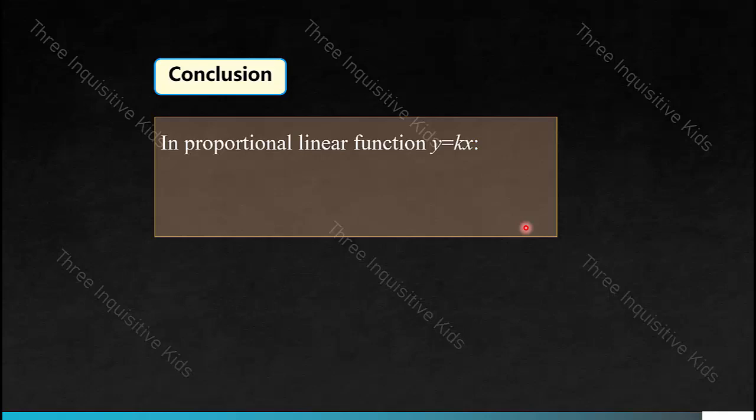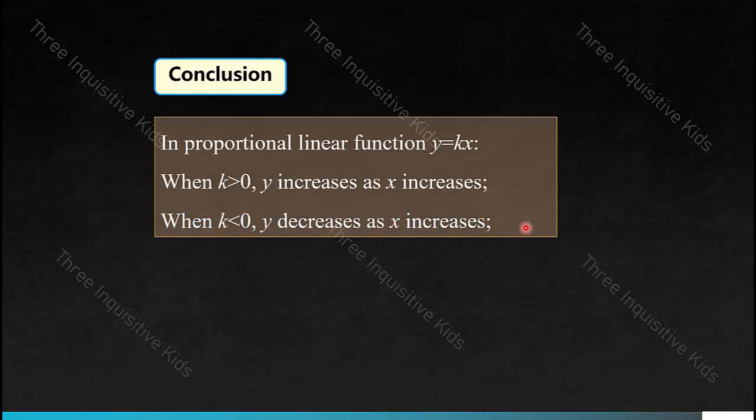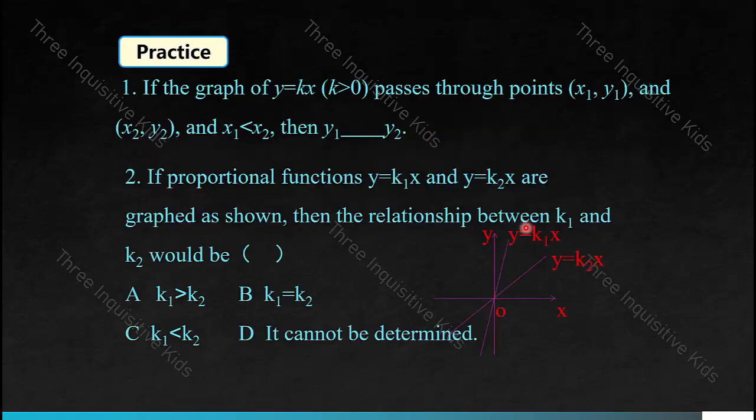So our conclusion is, in a proportional linear function, y is equal to kx. When k is greater than 0, y increases as x increases. But when k is less than 0, y decreases as x increases. Let's do some more practice.